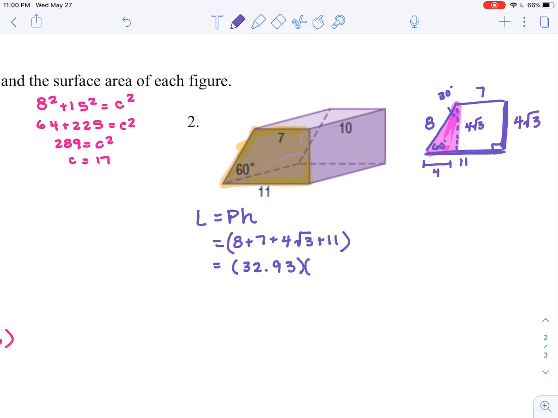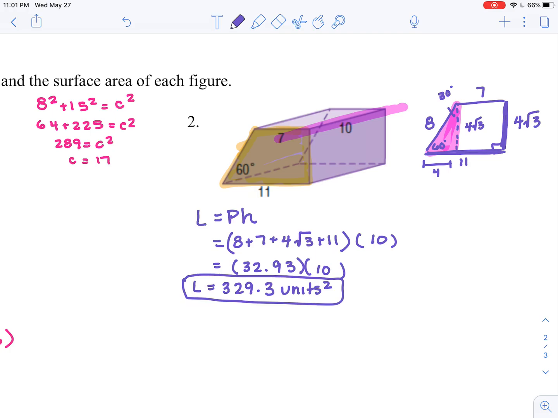That makes the perimeter about 32.93. And this gets multiplied by the height of our shape. Remember, the height must always be perpendicular to the base, has to stick out between the 2 bases for a prism, or run back and forth between the 2 bases. So for this figure, our height is going to be 10. So our lateral area ends up at about 329.3. And again, we don't have units, so we'll put units squared.